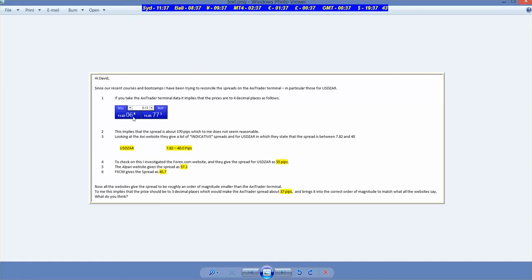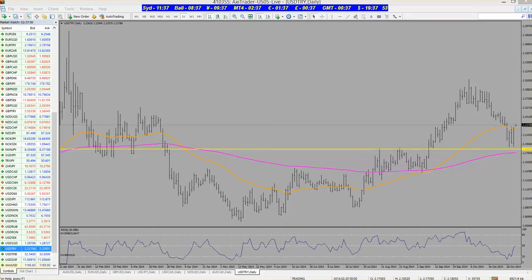But for some reason, Axi want to make it to the fourth, and you need to trade with what your broker is showing you. So it's just a point of interest, really. But I appreciate that, and it's always helpful for people to do that.